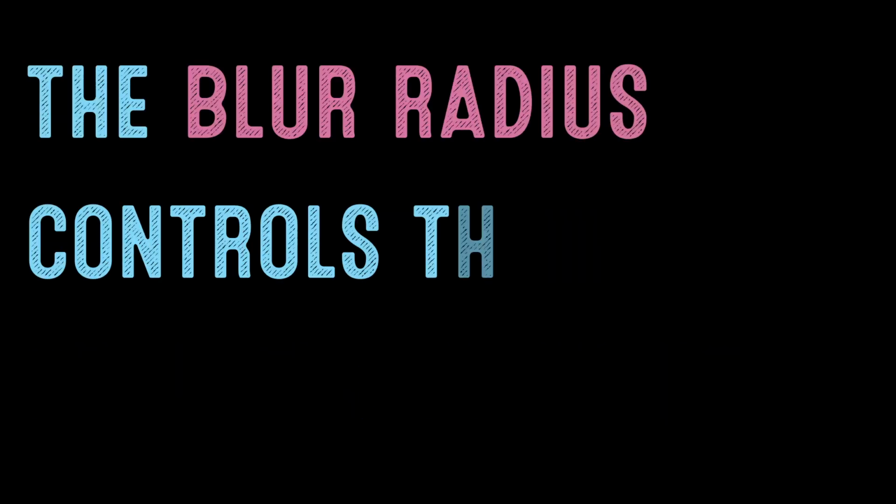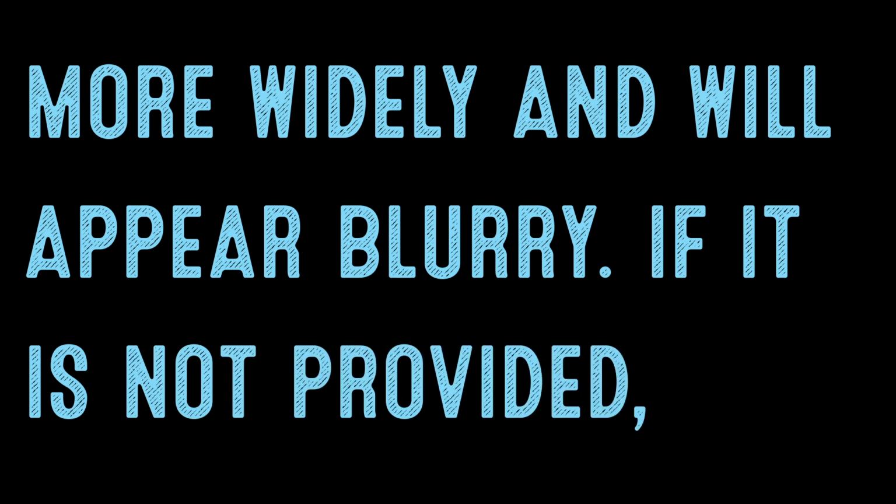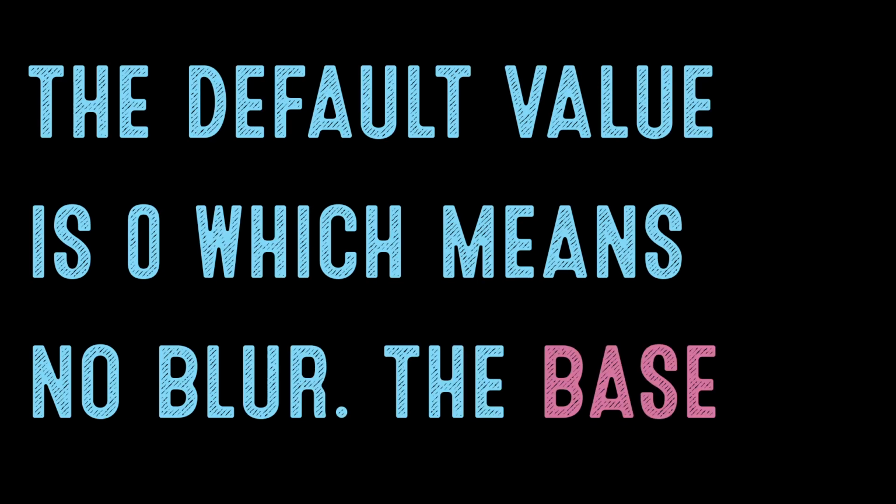The blur radius controls the dispersal of the shadow. A higher value means the shadow is dispersed more widely and will appear blurry. If it is not provided, the default value is 0, which means no blur.